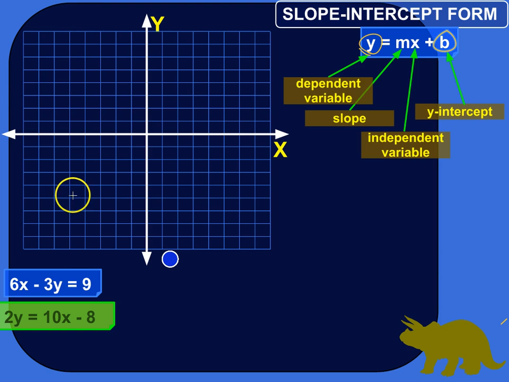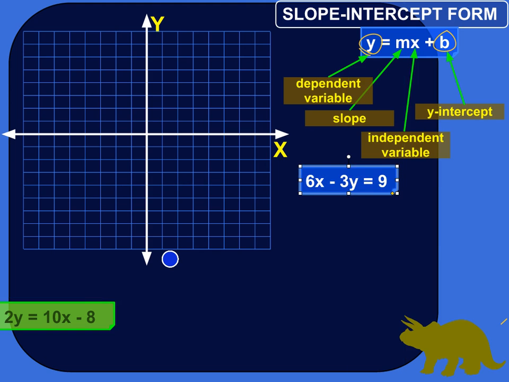All right, so let's do this. Let's convert these. We want y by itself on the left side, and then we want everything else on the right side. So here we've got a bunch of stuff that's not y. So let's start getting rid of that. I'm going to subtract 6x from both sides. So that's gone. What we have left is negative 3y is equal to 9 minus 6x.